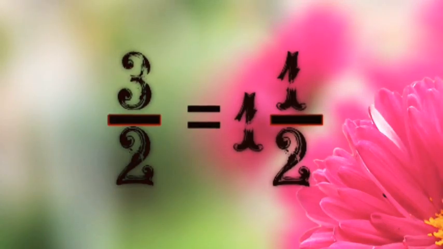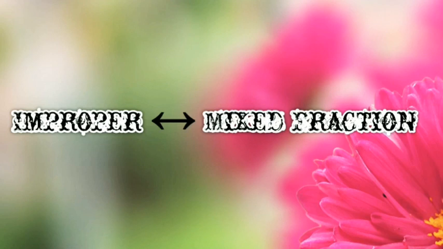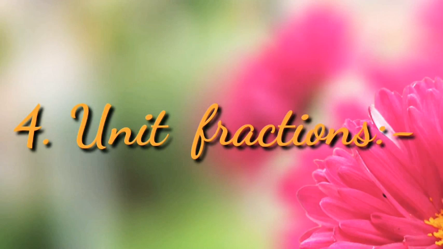For example, 3 by 2 equals 1 into 1 by 2. How did you get 1 into 1 by 2? That is by division. It is written as a mixed fraction, and 3 by 2 is an improper fraction. This means students, an improper fraction can be written in the form of a mixed fraction and a mixed fraction can be converted into an improper fraction.